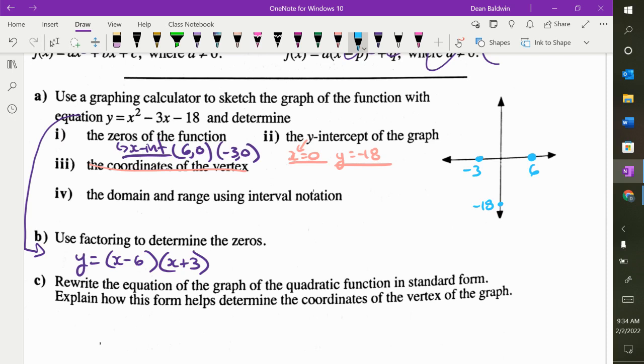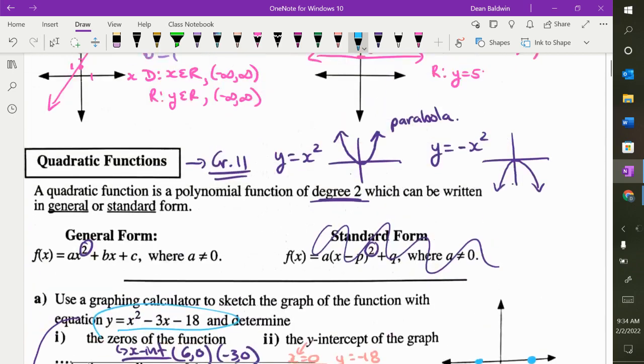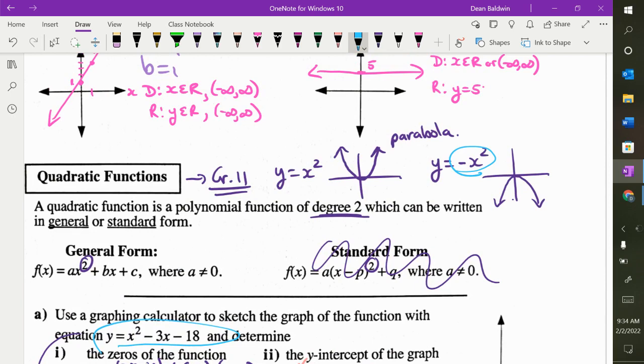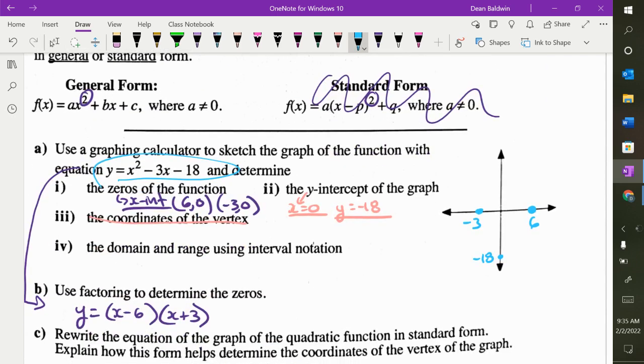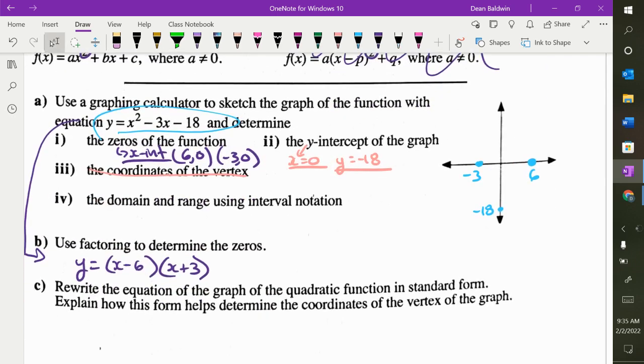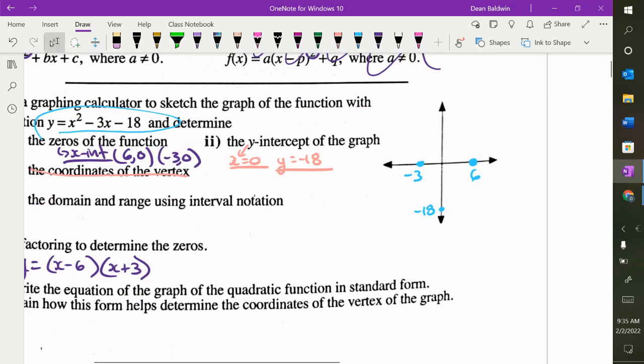How can you tell if it opens up or down just by looking at the equation? You remember the one up here has a negative in front of the x squared. If there's a negative sign in front of the x squared, it opens down. If it's a positive in front of the x squared, it opens up. You are right that the vertex is at the bottom and it's negative 18, so that's another way to tell. But just looking at the equation, that would be it. Okay, so it opens up, goes through those points.